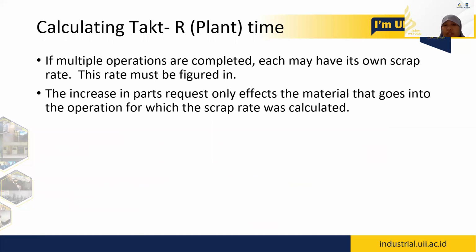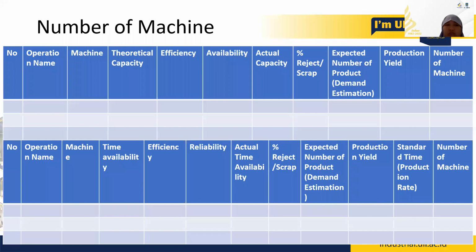So if multiple operations are completed, each may have its own scrap. So we also need to consider that. And the increase in parts required will affect the material that goes into the operation where the scrap rate was calculated. So based on those ideas, we can create this type of table where we try to find out the number of machine. Okay, so for example, this is kind of like an extension of the routing sheet. We have number, operation number, machine, theoretical capacity, efficiency, availability, actual capacity, percent rejected, demand estimation, production yield, number of machine, and so on.